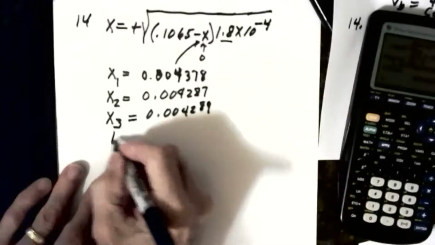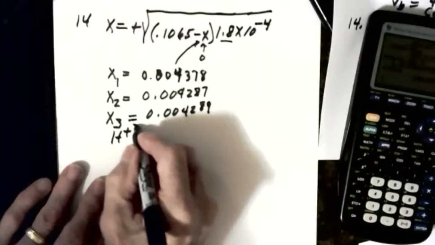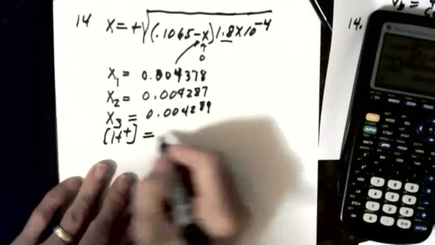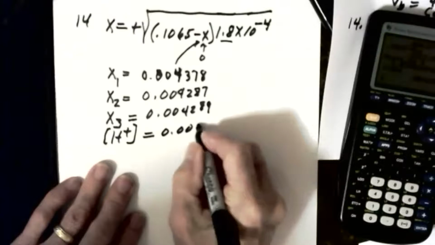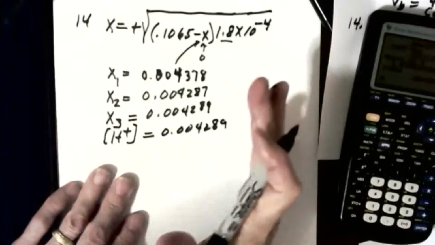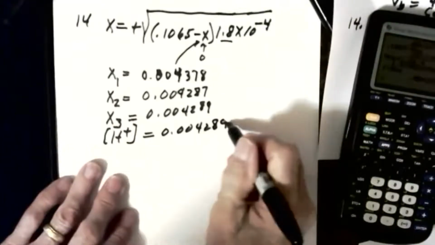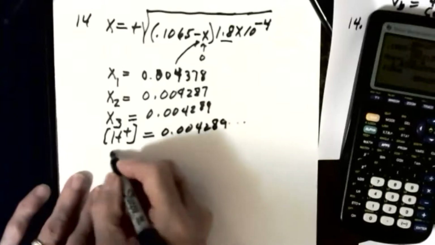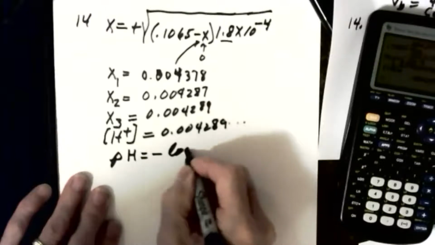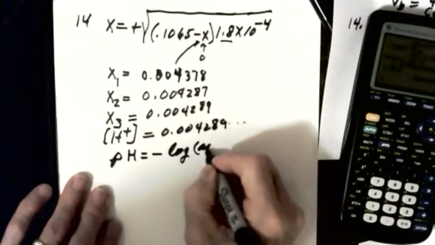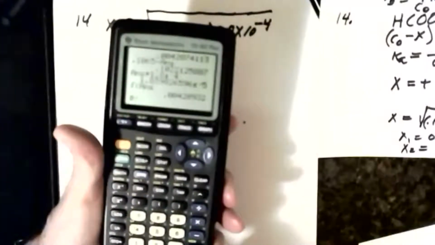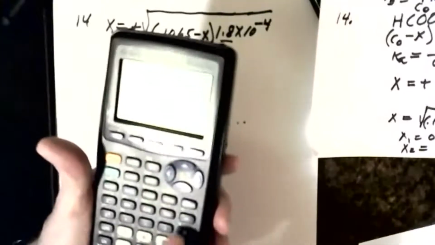So I'm going to say the hydrogen ion concentration in this problem is this, and we need to get the pH. So the hydrogen ion is 0.00428, is what I've got now, but I've got all the digits on there. So to get the pH, it's equal to the negative log of this number that I got on my screen right now. So all I've got to do is say minus log of the second answer.